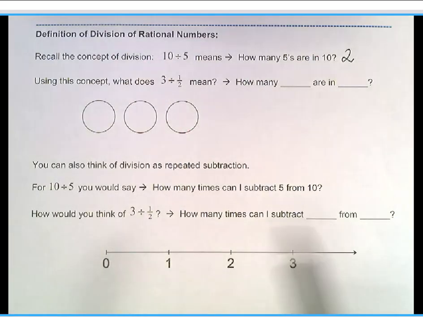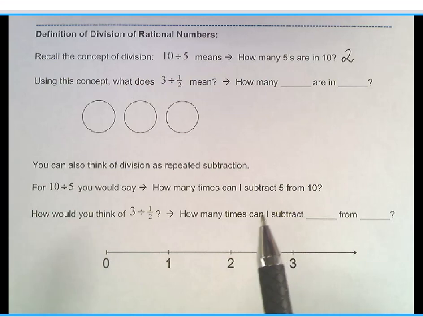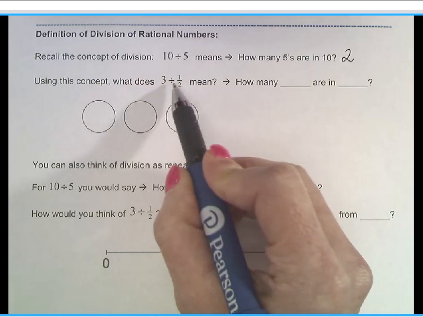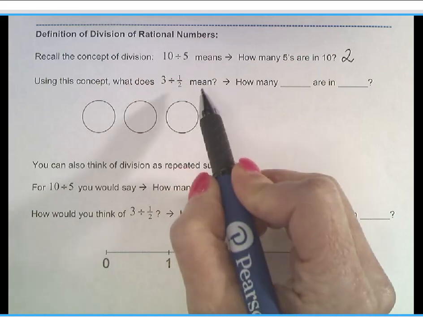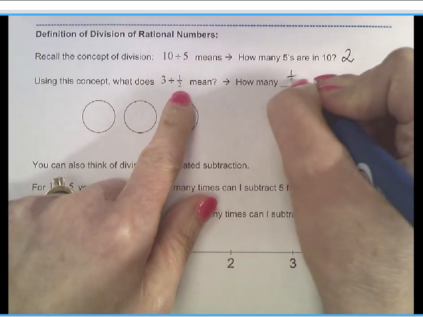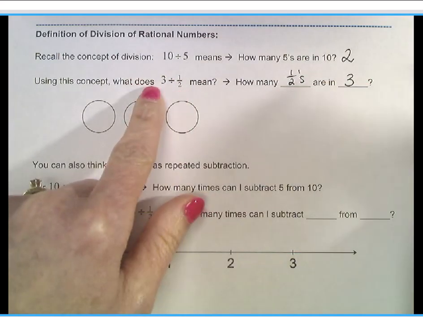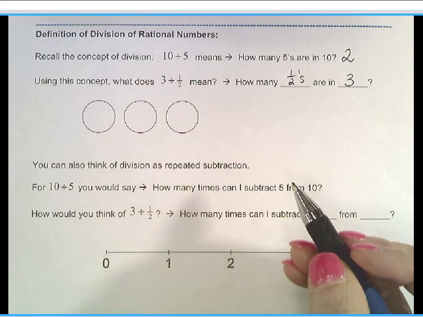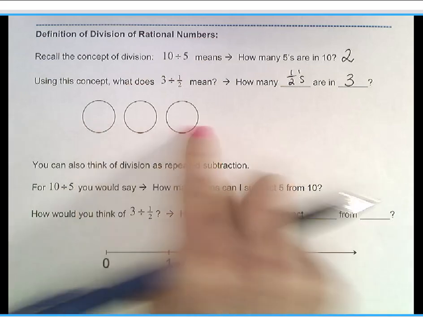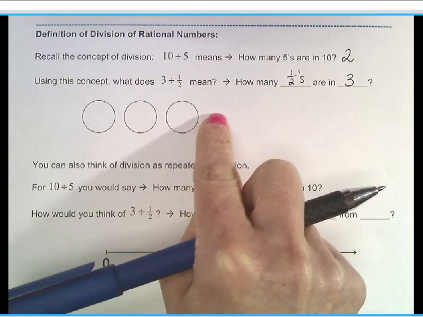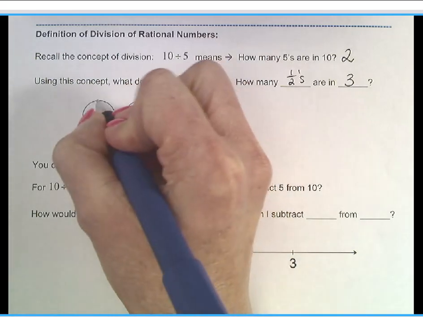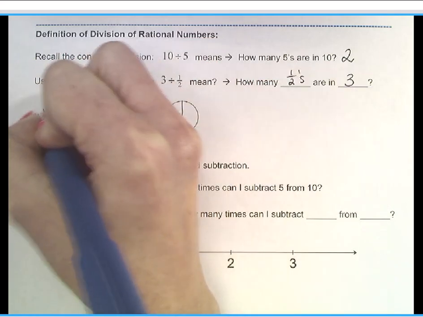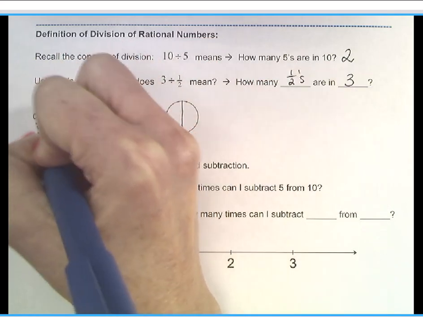But if we use the same concept, we could say that 3 divided by a half, not 3 divided in half, but 3 divided by 1/2. That would mean how many halves are in 3, if we're going to use the same logic. How many of the second number fit inside the first number? Well, I don't know. Let's see. Let's take 3 wholes that we have here, and maybe let's cut those into halves.